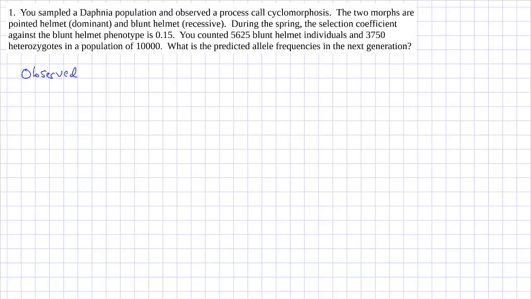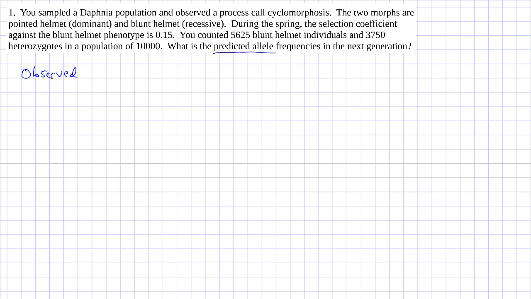This is a practice problem where we get to utilize selection to make predictions about our future allele frequencies. In this problem, we're looking at Daphnia populations. In this population, we identify 5,625 blunt helmet individuals and 3,750 heterozygotes. We have a total population size of 10,000. I ask the question, what is the predicted allele frequencies in the next generation?